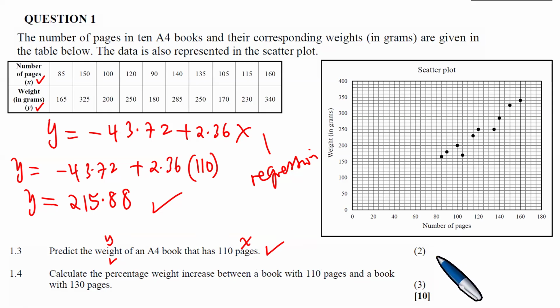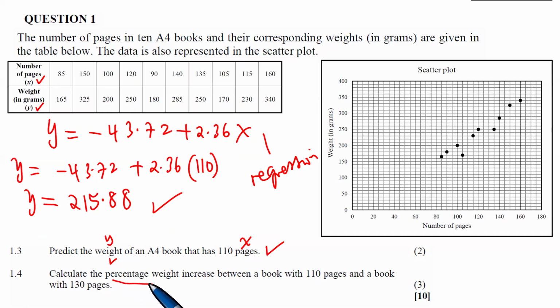Where's the question? Who doesn't understand how we got the weight of an A4 book that is 110 pages? Calculate the percentage weight increase.